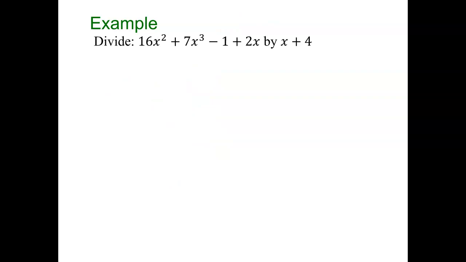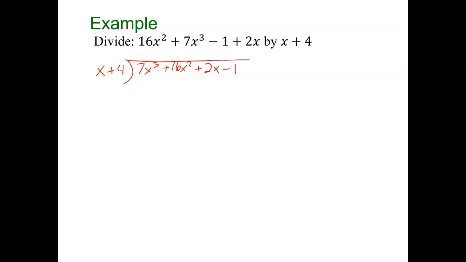So, I need standard form again. Do I have standard form? No, what's out of order? 7x to the third and the negative 1, right? So I need to put those in the right place, but I still have my dividend, which is 7x to the third plus 16x squared plus 2x minus 1. So again, making sure you get it in standard form, and then go through the process.